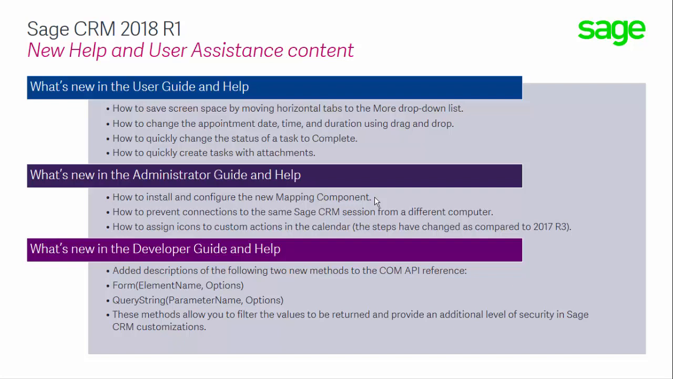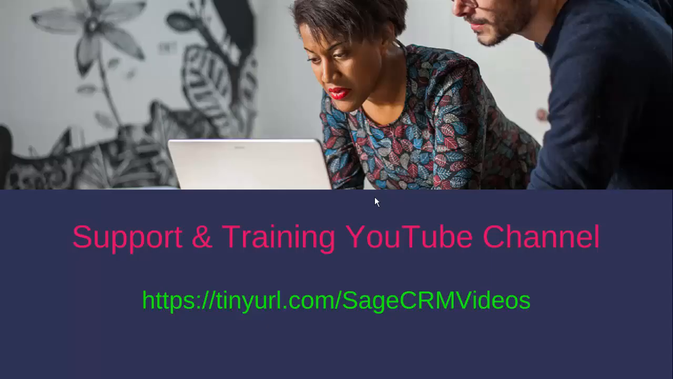It's important to understand that all of the APIs are kept under review with enhancements being made when necessary, and the COM API has seen additional capabilities added to it to enhance security, and so the documentation has seen some new parameters added to the form and query string methods, and these methods allow you to filter the values to be returned. In addition to the updates in documentation, we will see supporting blog articles published on the community to provide further examples of usage.